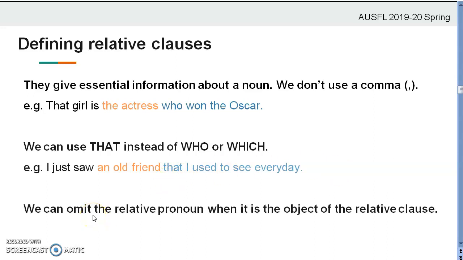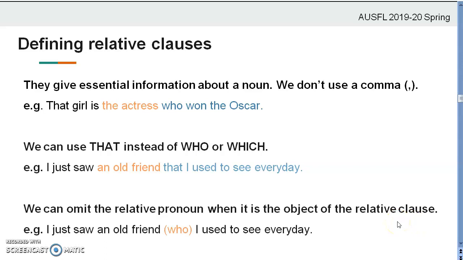And also we can omit the relative pronoun when it's the object of the relative clause. So what does it mean? Let's see it in an example. Here, I just saw an old friend who I used to see every day, you can say, or you can omit or take off this who part. I just saw an old friend I used to see every day.